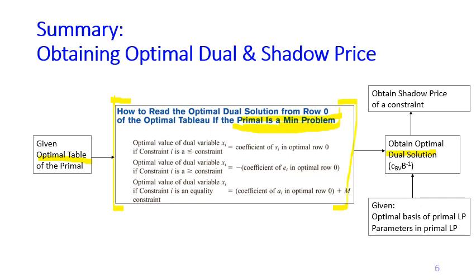And then from here, you may say that the dual solution is related to the shadow price, depending on whether it is a maximization problem or a minimization problem.